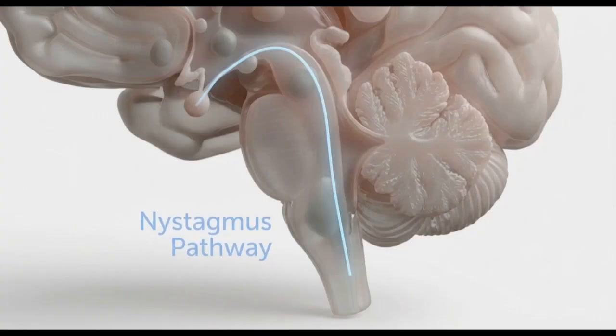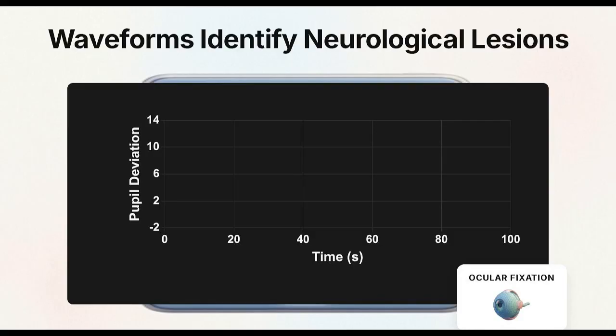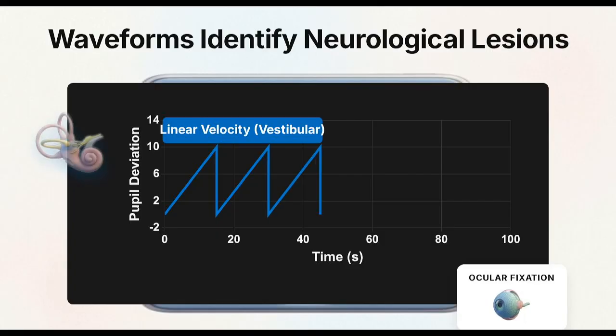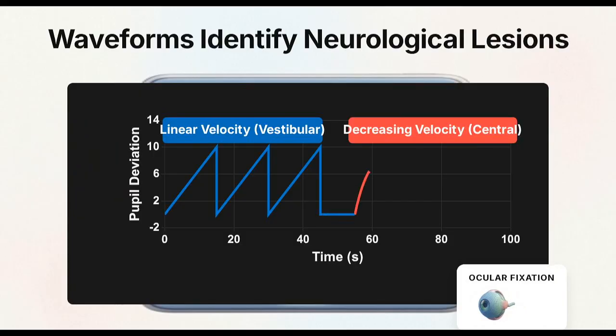The exact curvature of that slow drift tells us precisely which neural circuit has failed. This graph displays linear velocity nystagmus. The blue trace travels away from the center in a perfectly straight line, followed immediately by a fast corrective jerk back to the target. A linear waveform indicates an imbalance in tonic innervation. It points directly to a peripheral or central vestibular lesion. If we look at this updated curve, the velocity is decreasing. The line flattens out before the eye snaps back.